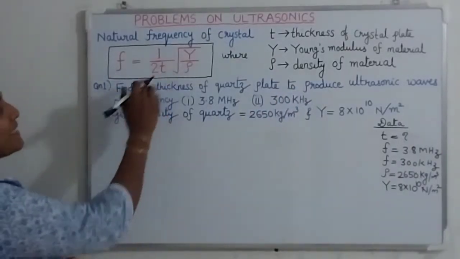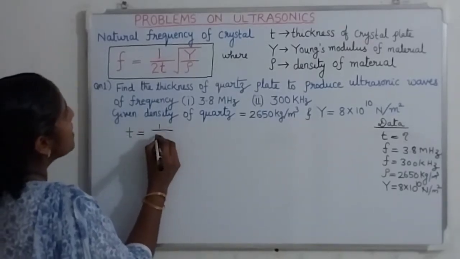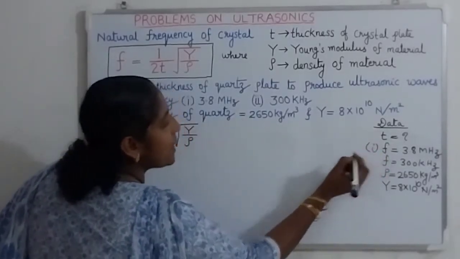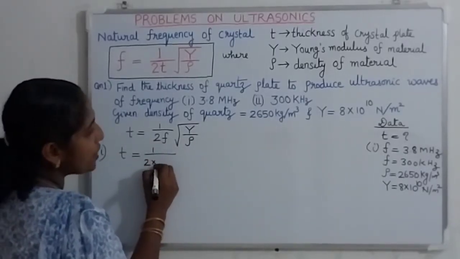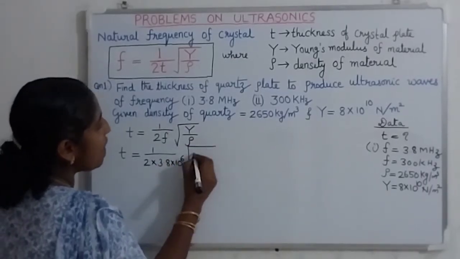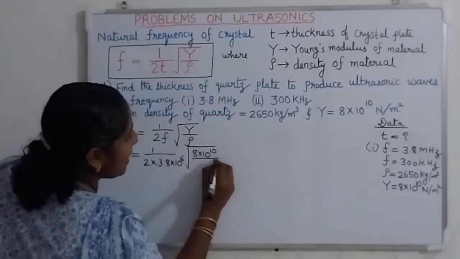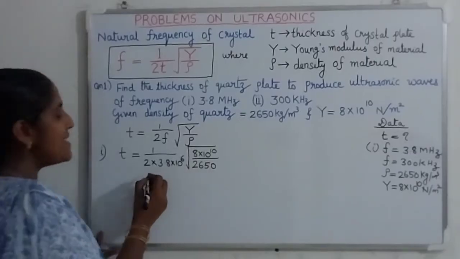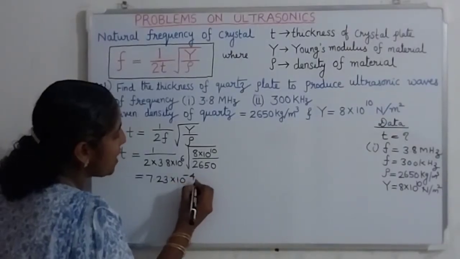From this expression, what is the thickness of the material? t is equal to 1 by 2f root of Y by rho. For the first frequency, 3.8 megahertz, the thickness required is 1 divided by 2 into 3.8 into 10 raised to 6, root of Y. What is Young's modulus? 8 into 10 raised to 10 newton per meter square, divided by rho, that is density, which is 2650. On calculating this, we will get the answer as 7.23 into 10 raised to minus 4 meter.